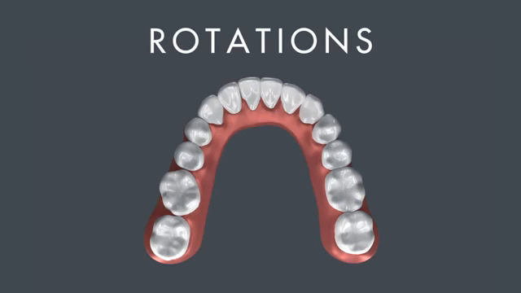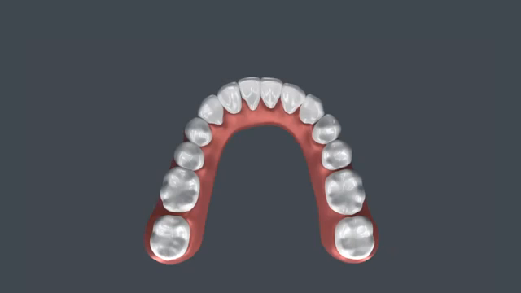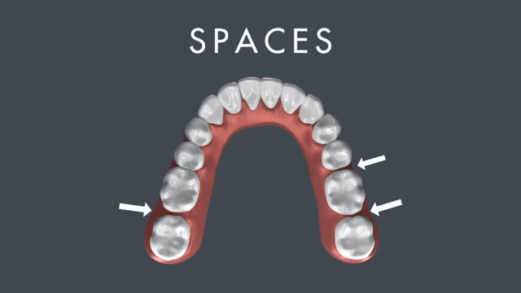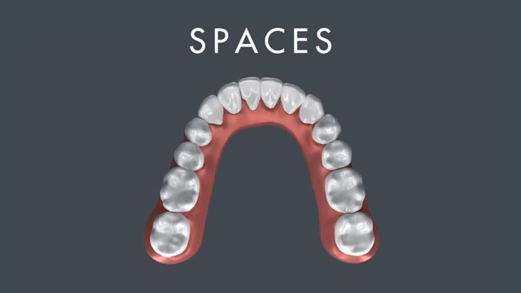Andrews' fourth key is rotations. This is an easy one. The teeth should be free of undesirable rotations. A rotated molar won't occlude properly and may occupy too much space in the arch. Andrews' fifth key is spaces. This is another simple one. You don't want spaces. Unless there's a genuine tooth size discrepancy, the contacts should be tight.